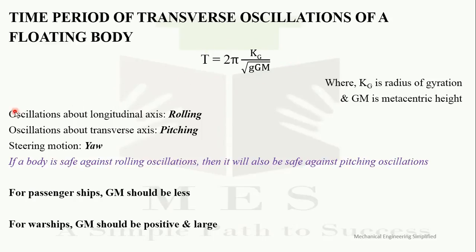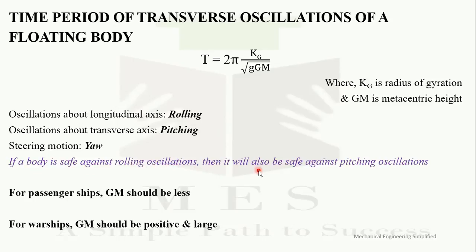And then some important terms: the oscillation about the longitudinal axis is known as rolling, the oscillation about the transverse axis is pitching, and the steering motion is known as yaw. And another important concept is that if the body is safe against the rolling oscillations, that means the oscillations about the longitudinal axis, then it will also be safe against the pitching oscillations.